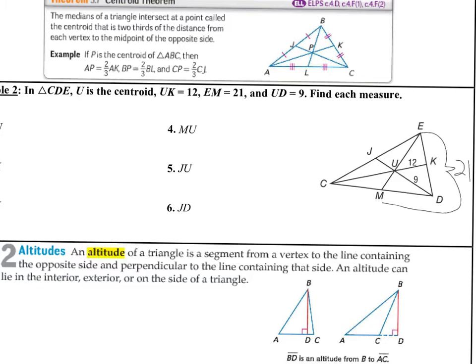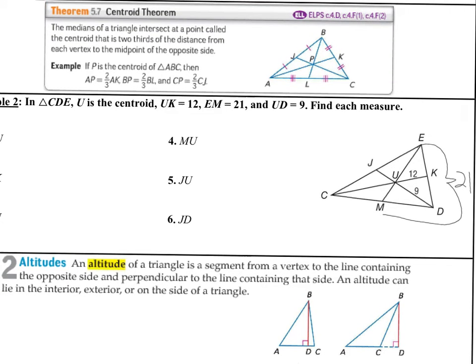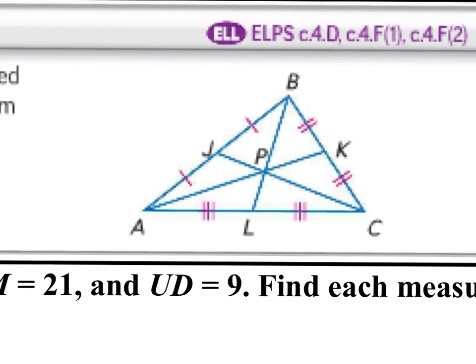Okay, so in this example, we're going to use the properties of that centroid theorem. And so in triangle CDE, the point U is the centroid. And so they're giving us this information. UK is 12, EM is 21, so I kind of labeled that myself. EM is 21, and UD is 9. And then we're going to figure out all the other missing segments of the triangle. So we're going to use that 2/3 property, and then remember, every time a median touches a side of the triangle, it's going to create two equal or congruent segments, okay?